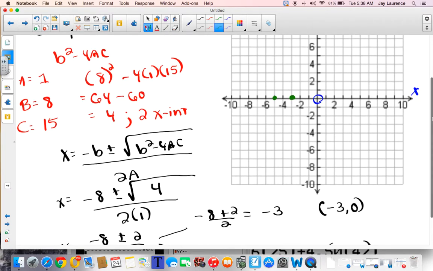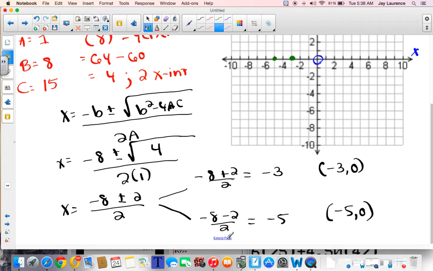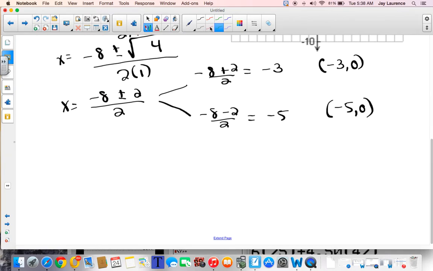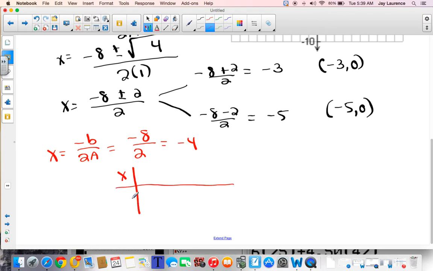Now, to find the vertex, there's 2 parts to that, right? First, I have to use the front part of the quadratic formula. X equals negative b over 2a. And I believe b was 8, so negative b would be negative 8. And a was 1, so this will be 2. So the x-coordinate of the vertex is at negative 4. I've got to find the y-coordinate, right?